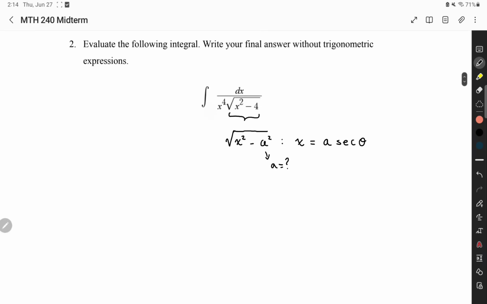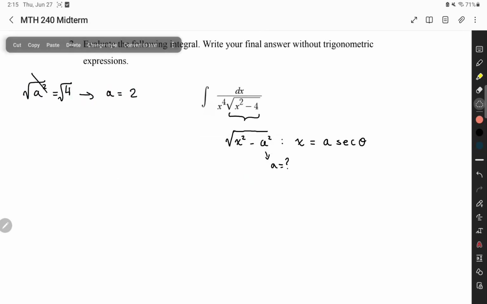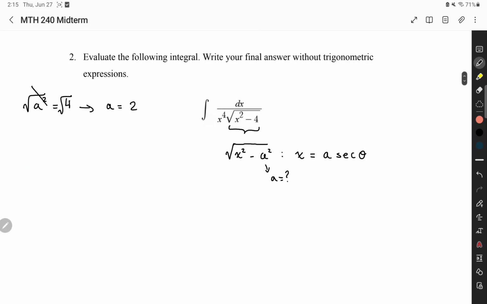Well, we know that a squared is going to be equal to this and that. So let's go ahead and write. So a squared is equal to 4. And so if we want to find a, we have to square root both sides. That cancels out. And that ends up giving us that a is equal to 2. So we found our a value now. Let's move this to the side. So this means then our x is going to be equal to a secant theta, so 2 secant theta. There we have it.